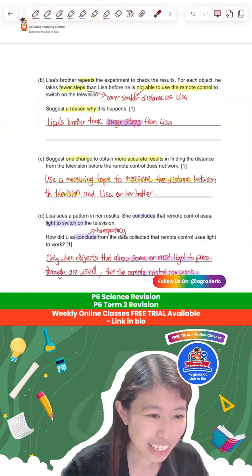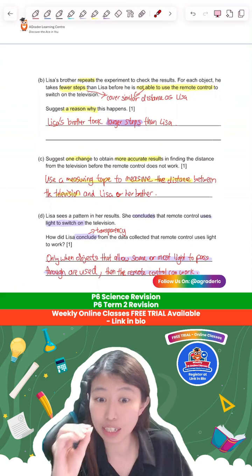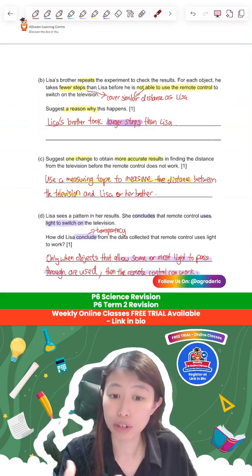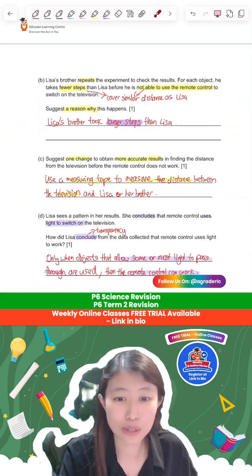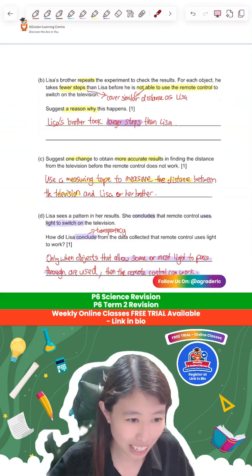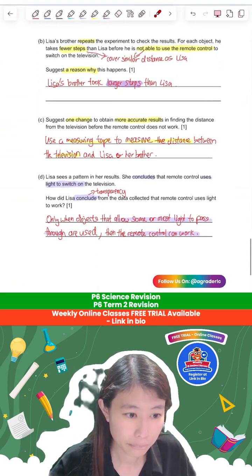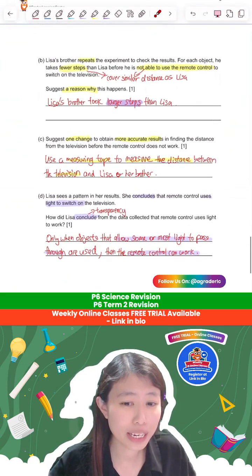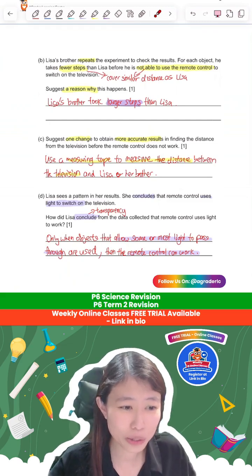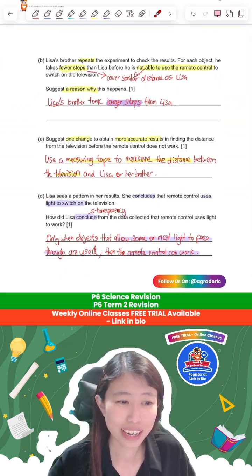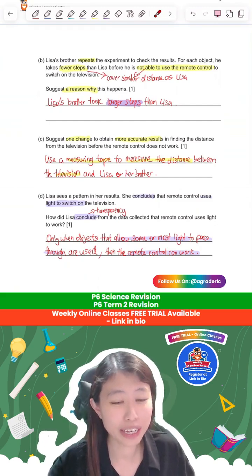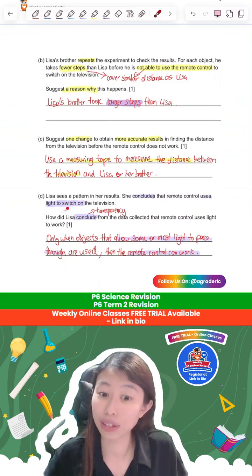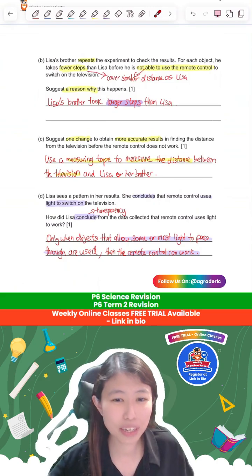So always remember to take note of keywords. The keywords provide hints about what concepts you're supposed to use when you're answering questions. Isaac W, this is P6, not secondary school, so you don't need to mention infrared or visible light. They gave you a clue because it's primary school. If not, they wouldn't have mentioned anything. Okay, so I'm going to move on.